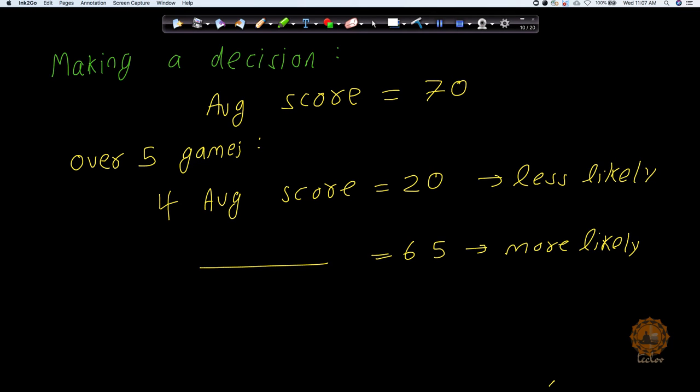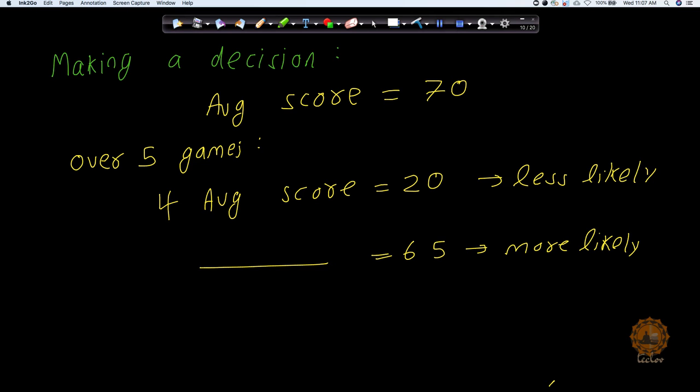Similarly, if I scored, let's say, not 20 but 65 as my average runs, now what would you say? Now you might say that yeah, maybe he's telling the truth, he's around the number he is claiming, so I can somehow relate to this number. So this is how you generally make your decisions as a normal human, right?